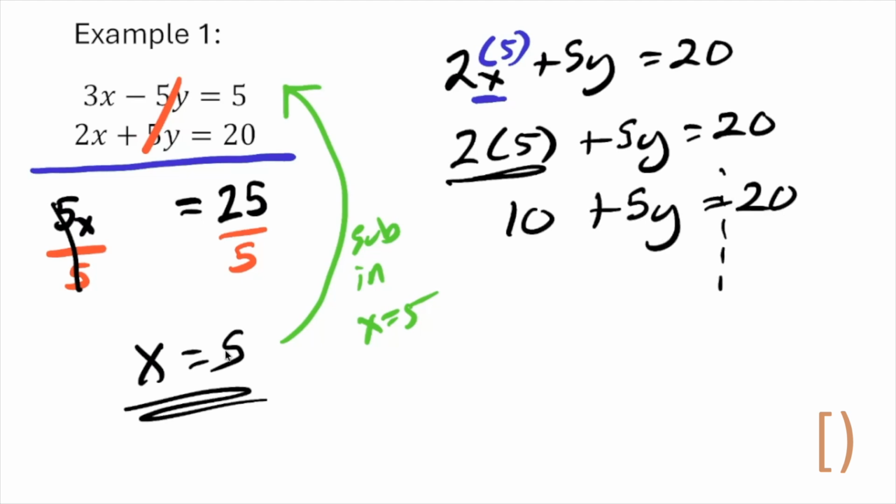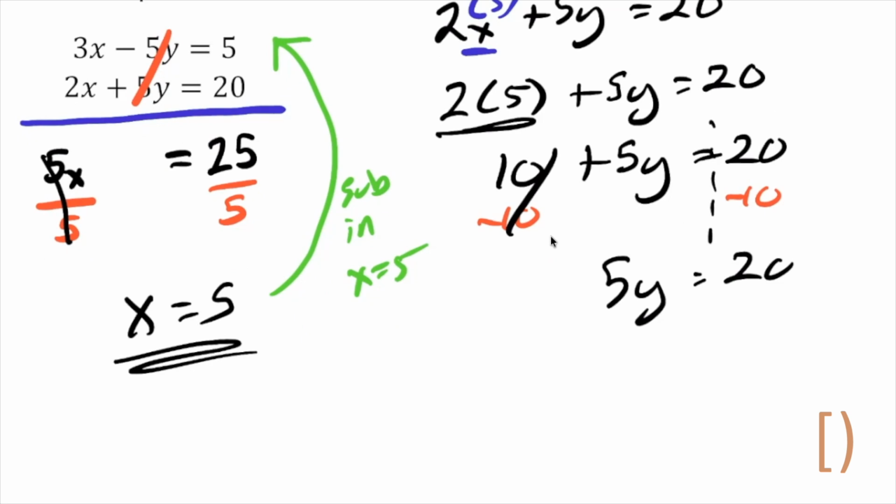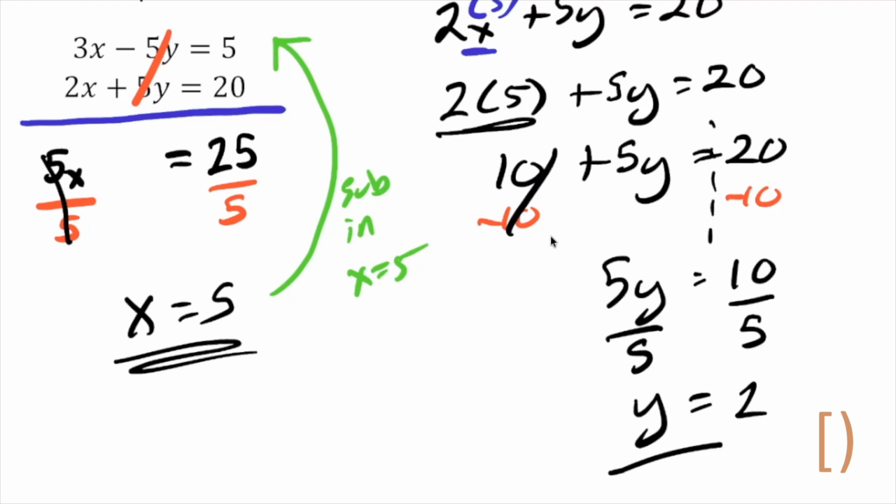And we just got to simplify this. So we want to get the y by itself, so we're going to subtract 10 from both sides. And that gives us 5y equals 10. Then we're going to get the y by itself, so we're going to divide both sides by 5. So y equals 2. And there's our answer, 5 and 2.